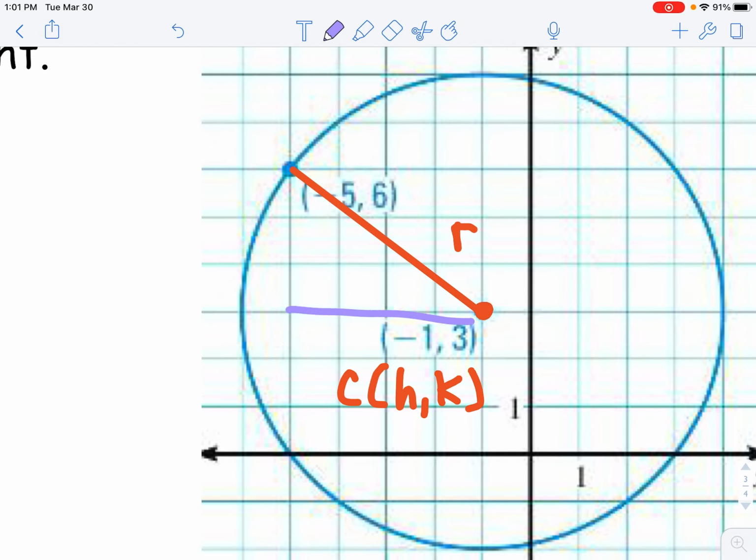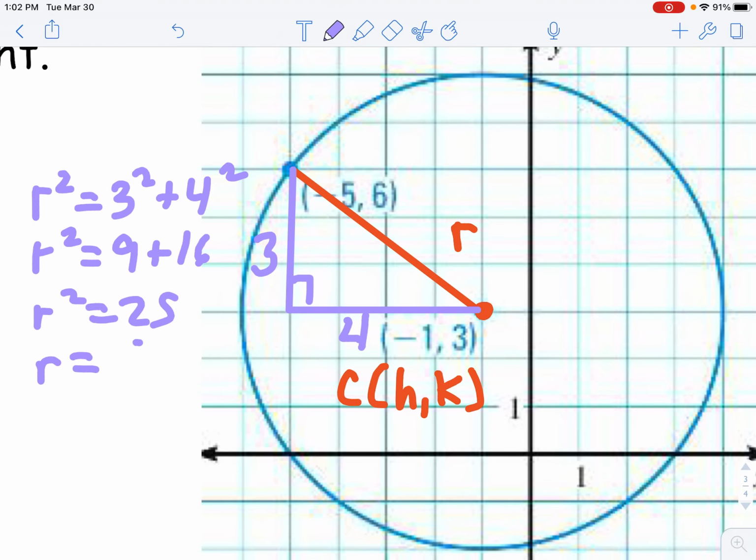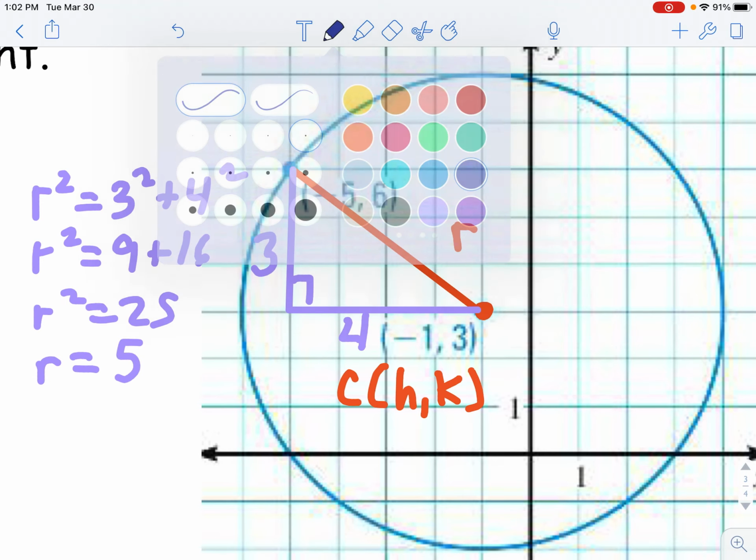And again, distance formula is great, but let's work smart. We have a right triangle with legs 3 and 4. So I can say r squared is going to be 3 squared plus 4 squared. r squared is going to be 9 plus 16. r squared is going to be 25. So r equals the square root of 25, which is 5.